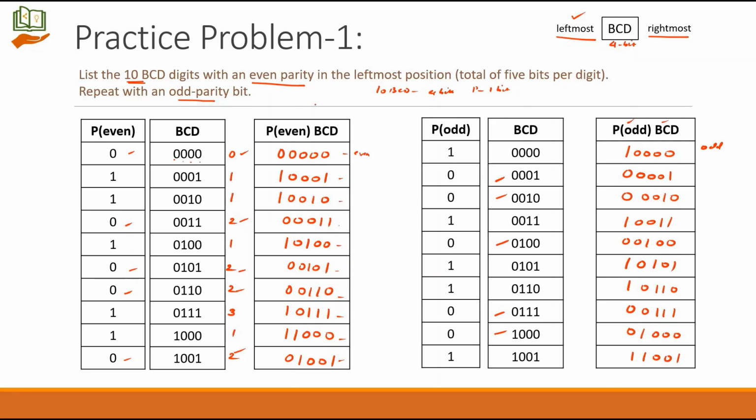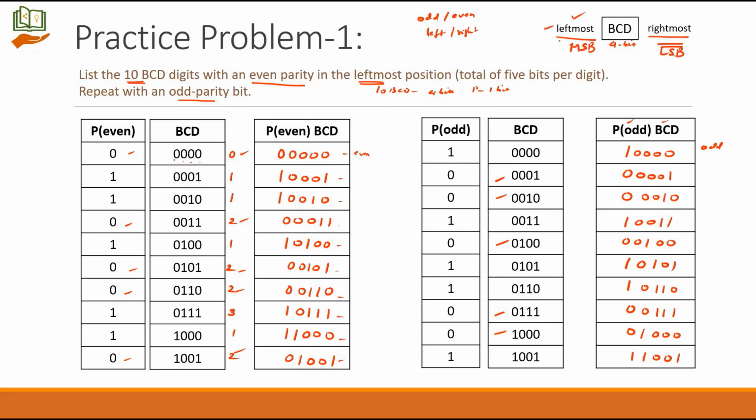When they ask you to add a parity bit, just confirm whether it is odd or even, and then confirm the position, whether you have to add it on the left or right. If the position is not mentioned, you have to add it on this side only. When they have explicitly mentioned the leftmost position or the most significant bit, note that this is the most significant bit and this is the least significant bit.